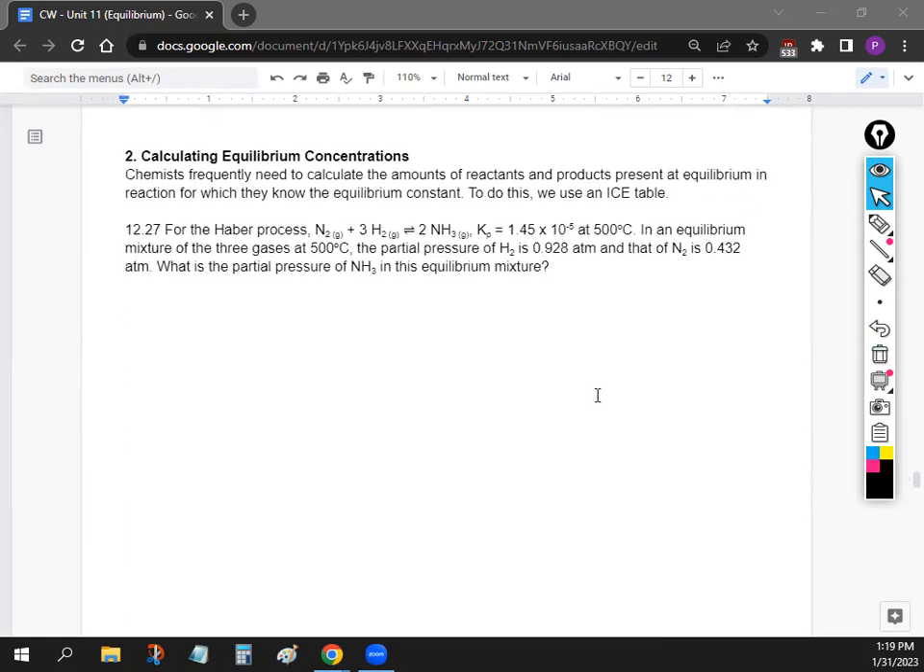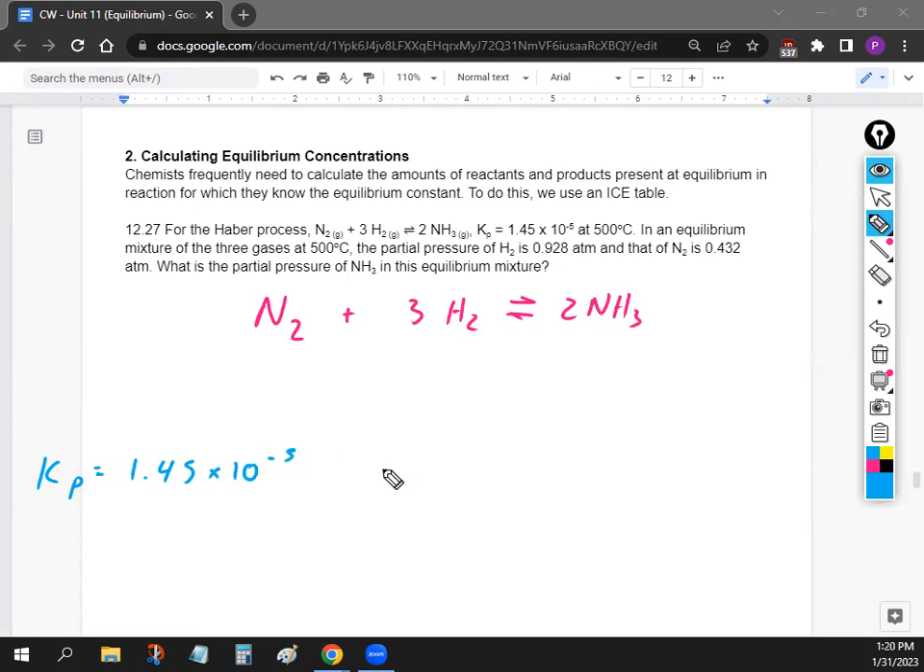Okay, so the second thing that we can use this information for is a lot of times you have K, but you don't have all the concentrations at equilibrium. So we'll do this problem as an example. It sounds a lot more complicated than it seems. I'm going to write down the equation right here, just so that we can have it, and I recommend you do that too. Now the problem tells us that the K value is 1.45 times 10 to the negative 5, at 500 degrees Celsius.